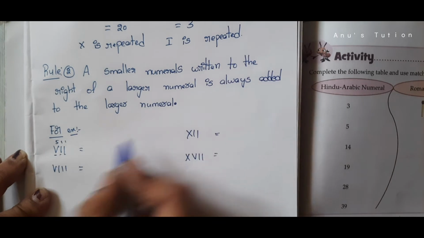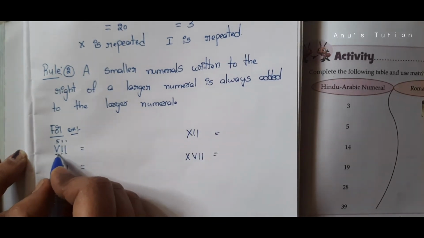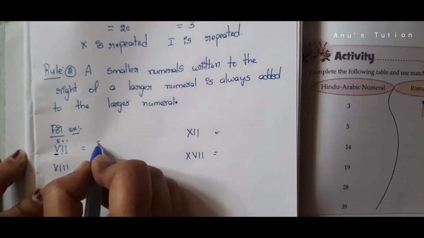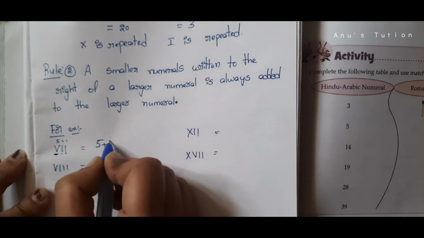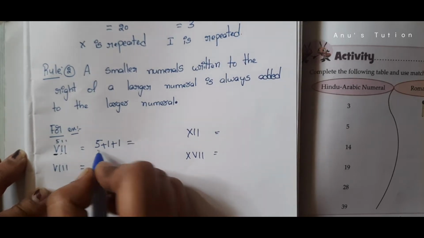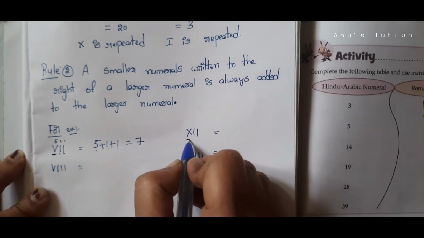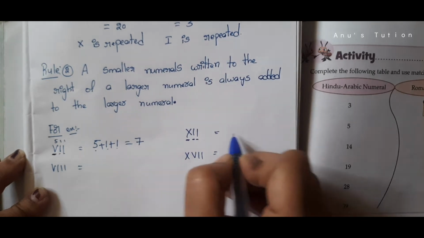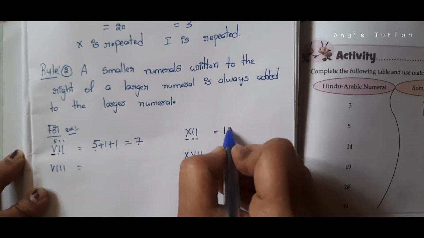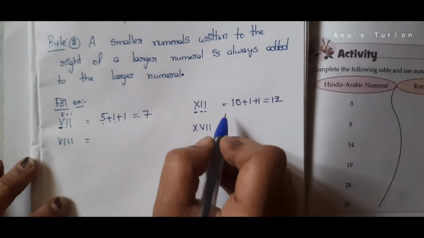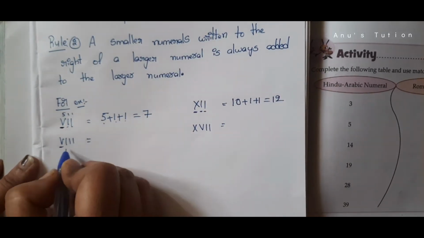A smaller numeral written to the right of a larger numeral is always added to the larger numeral. V is nothing but 5 plus I means 1. Next I means 1. 5 plus 1 plus 1 is 7. Next, this is the larger numeral, this is the smaller. X is nothing but 10 plus 1 plus 1, that equals 12. Next, here V is the larger numeral, 1 1 1.